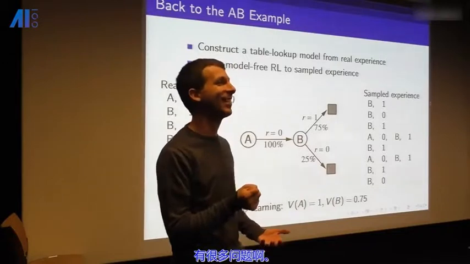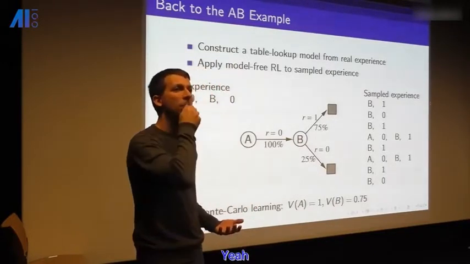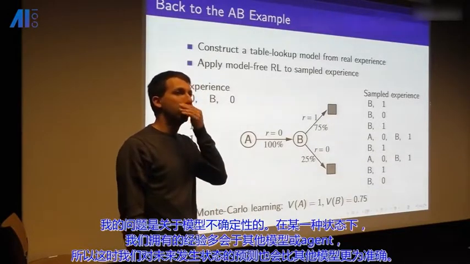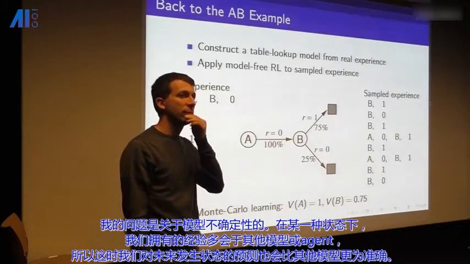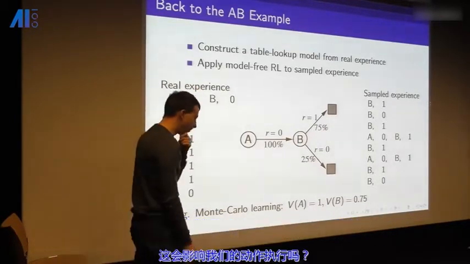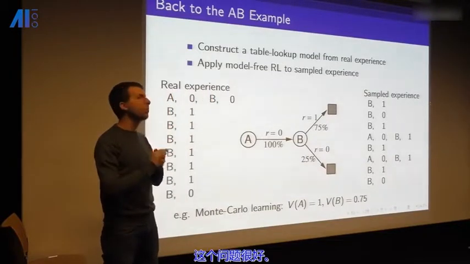Okay, there's a lot of questions here. Good. I think there was a question earlier. I'm wondering about uncertainty in the model. In some states, we've experienced them much more often than others. So our estimates of what might happen from them are much more precise than in others. Does this influence the action that we take?